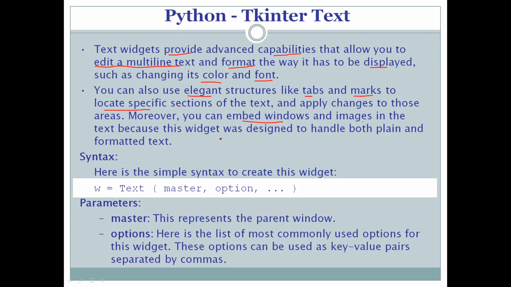So how to create this text widget? Again, a similar syntax needs to be used. W is equal to Text, then again master and options. So let us go through an example.